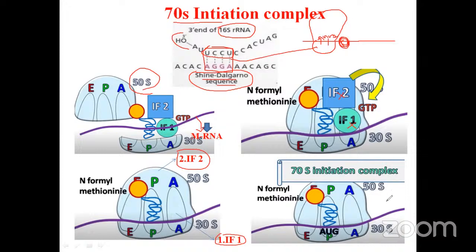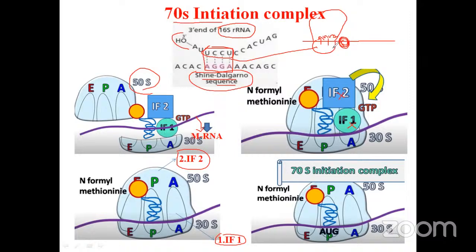What is present in the 70S initiation complex? In the 70S initiation complex, the 30S subunit and 50S subunit with the tRNA amino acid. No other initiation factor. So anyway, both initiation complexes started. First of all, the 30S initiation complex. Second one, the 70S initiation complex. And the initiation site is also recognized. The initiation site is the Shine-Dalgarno.